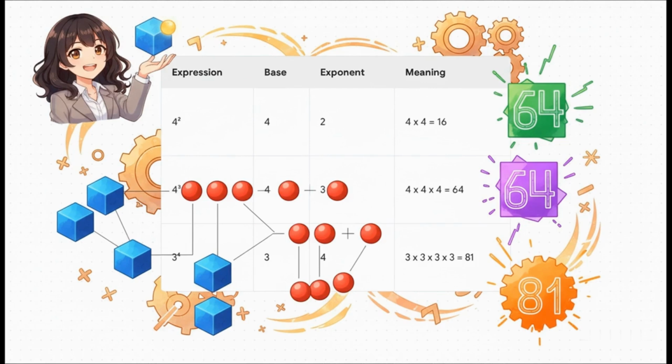And check out how important those rules are. On that last row, we have 3 to the 4th. We just swapped the numbers, but we get a totally different answer, 81. So you can see, the base and the exponent each have a very specific job to do.